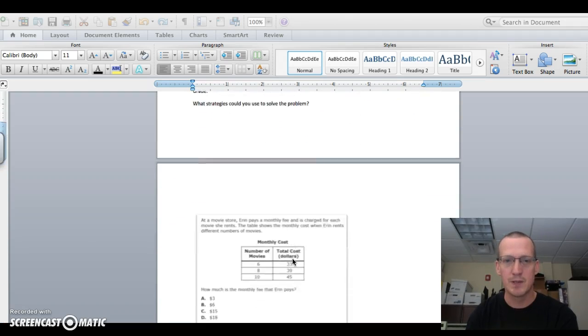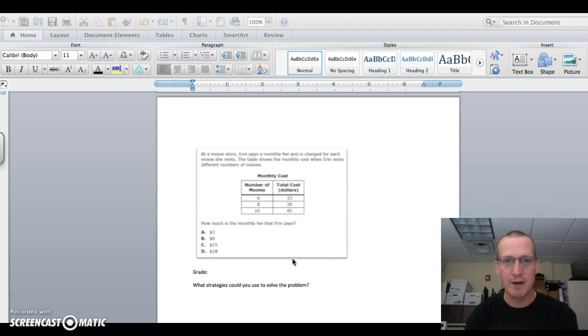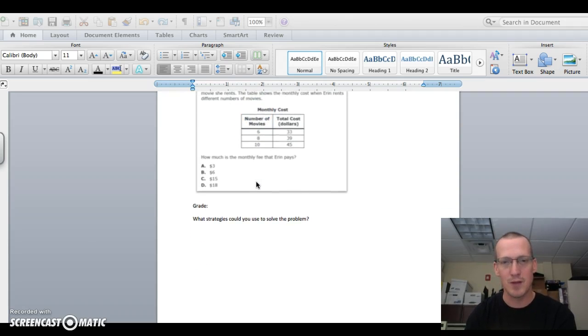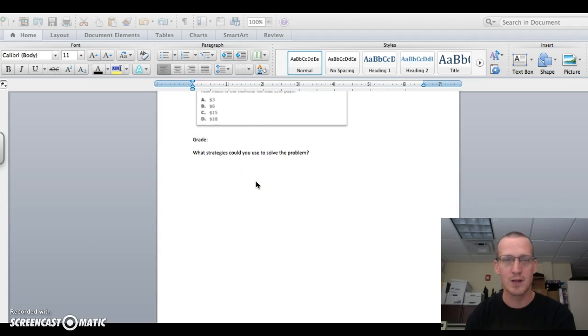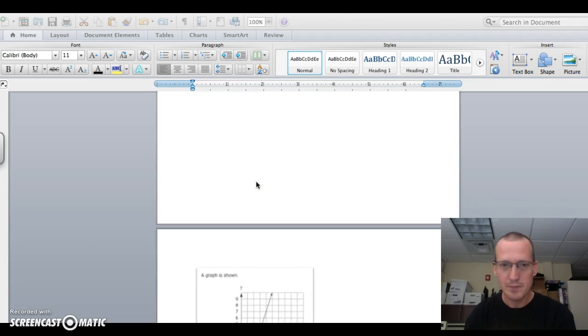Next problem is another problem very similar to that. You have 6, 8, and 10 as your input, and you have your output numbers over there. What is the pattern? What's happening? We're going to look at how you come up with an equation in a couple of seconds, but first extend that pattern. What we want to look at is the monthly cost. So at 0, how much is he paying? That is the question we want kids to be able to extend. That's a 5th grade problem.